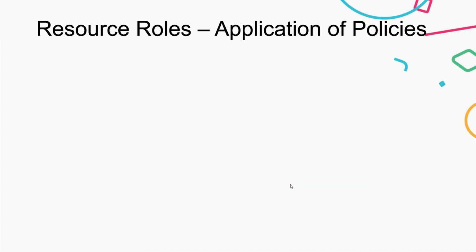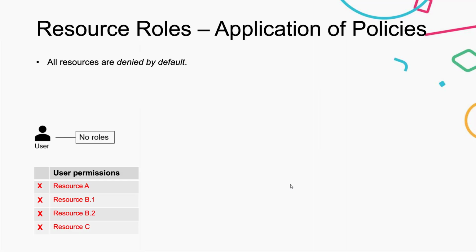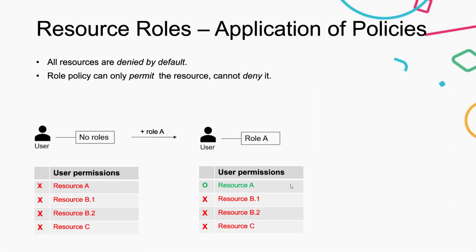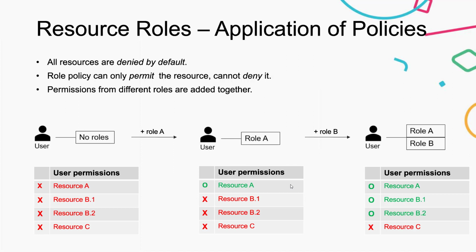What are the main rules of applying the policies in the resource role? First, all resources are denied by default. In order to access a resource, a user needs to be assigned a role that permits this resource. Second, all policies are positive. It means that with a resource role, you cannot remove some permission that a user already has. You can only add it. And thirdly, a user can have several roles assigned, and all permissions defined by the assigned roles are added together.